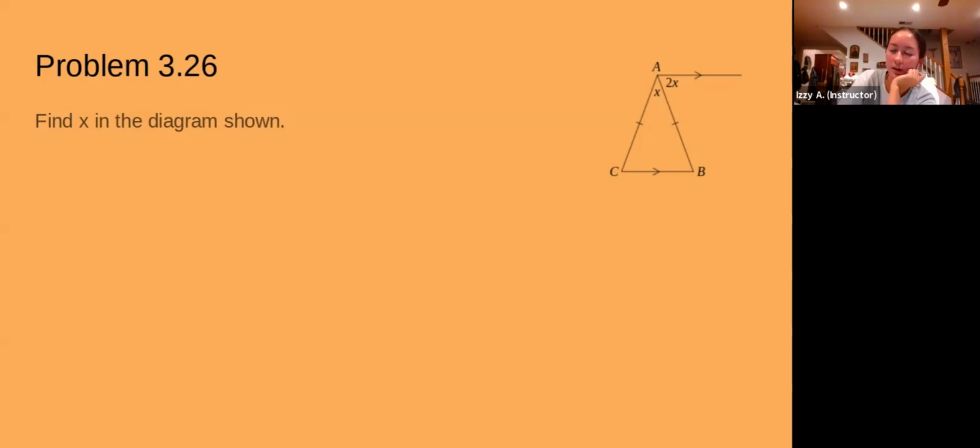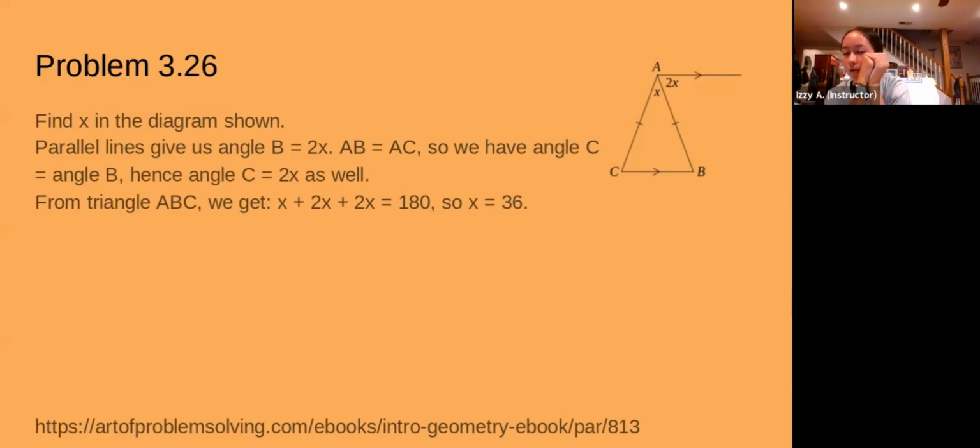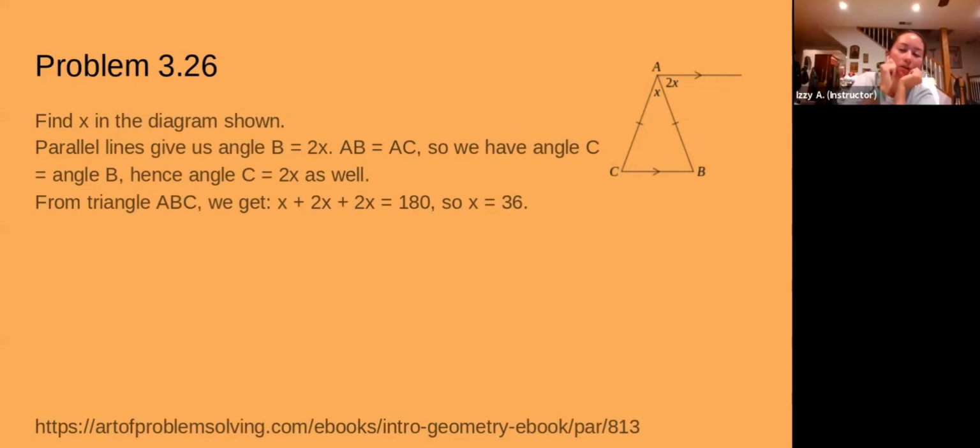Okay, I'll go ahead and go over the answers. If line A is parallel to CB, wouldn't 2x equal angle C? Yes, that's true too. So basically the explanation here says it all. It's just 5x equals 180. So x equals 36.